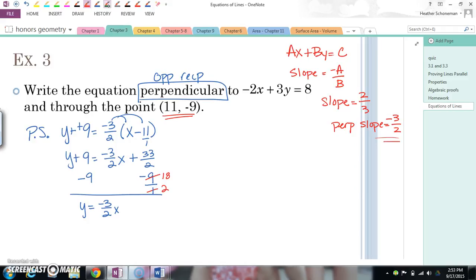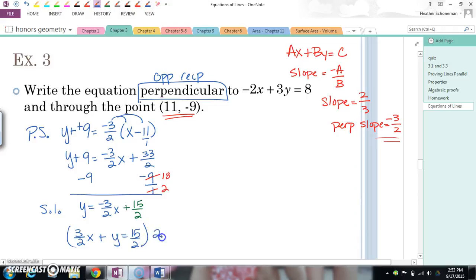33 minus 18 would give us 15. So, change color. Go back to blue. 15/2. So then we're in slope-intercept form. Now we need to put it in standard form. Move the x's over, so it's positive 3/2 x plus y equals 15/2.